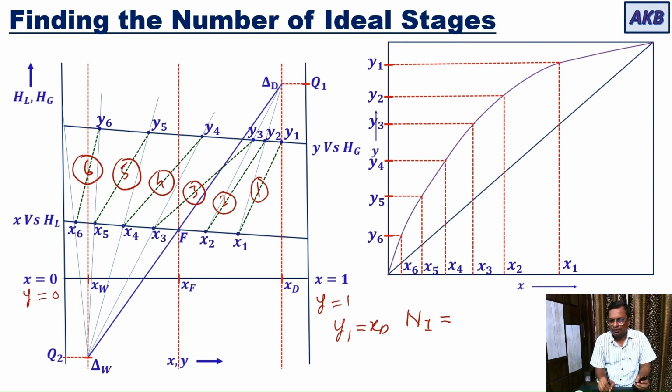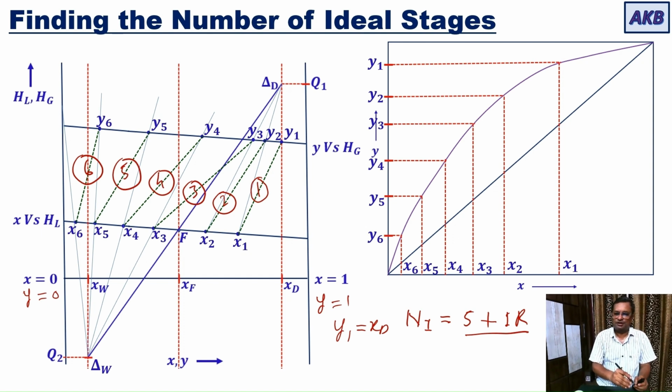But out of those 6, 5 will be the stages and 1 will be the reboiler. So in this way, you have to find the number of stages by this Ponchon-Savarit method. You have to use both the diagrams, the enthalpy concentration diagram and also the distribution diagram. So you have to move from enthalpy concentration to distribution and from distribution to enthalpy concentration.